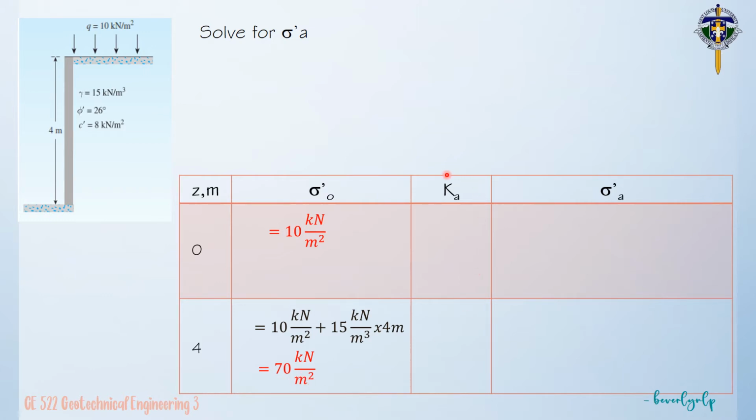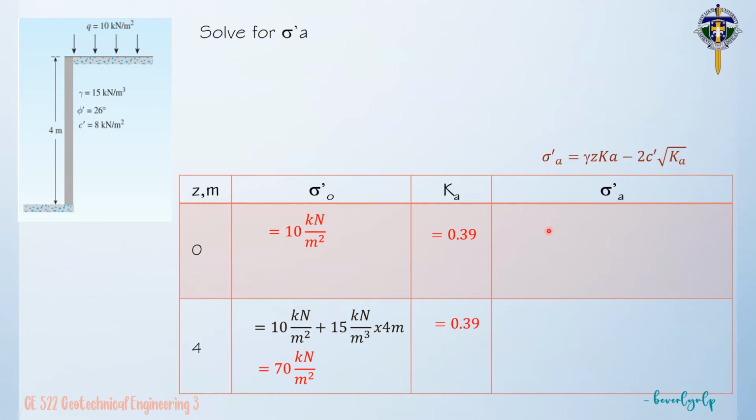And then next is the coefficient of the active earth pressure. We were able to solve this a while back, so we simply input the data, and that is 0.39. Same at a depth of 4 meters, this is also 0.39. This time, we can now solve for the Rankine's active earth pressure, and we can solve that with the following equation: the vertical stress, or unit weight multiplied by the depth, multiplied by the coefficient, minus twice the cohesion, multiplied by the square root of the coefficient of active earth pressure.